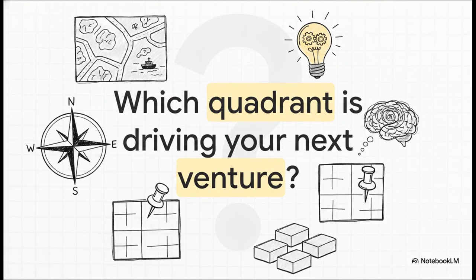As we wrap up this explainer, I really want you to look at your own roadmap. Are you hunting for a map that already exists, or are you drawing on a blank canvas? Pinpoint your coordinates on the 2x2, align your resource allocation, and go build something incredible. So I'll leave you with this. Which quadrant is driving your next venture?